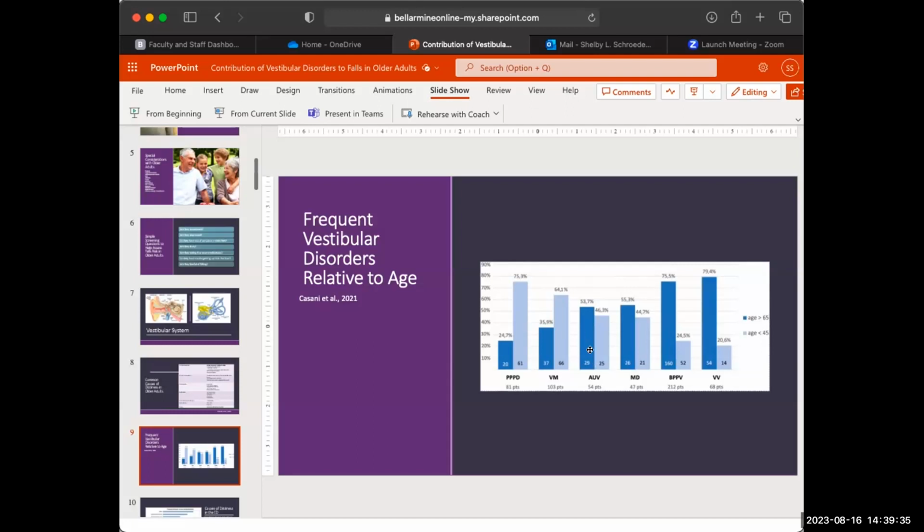And then we've got disorder of the nerve to the inner ear, unilateral vestibular hypofunction, which starts to be more common in older adults. Meniere's disease, more common in older adults. BPPV, much more common in older adults, along with vascular vertigo, which is even more common in older adults. Vascular vertigo is typically related to stroke.